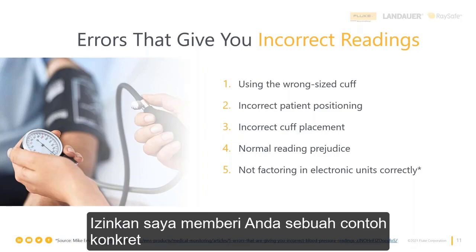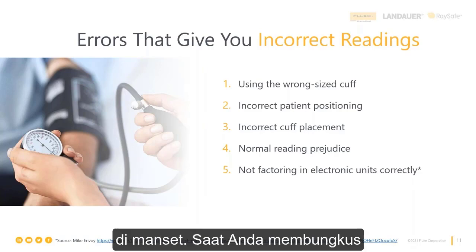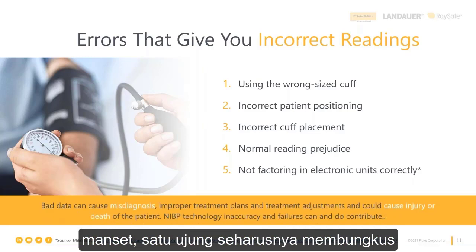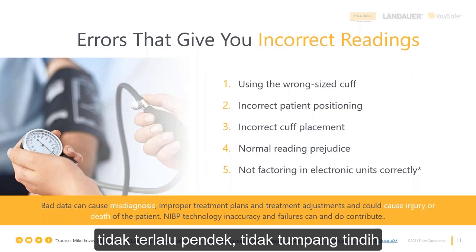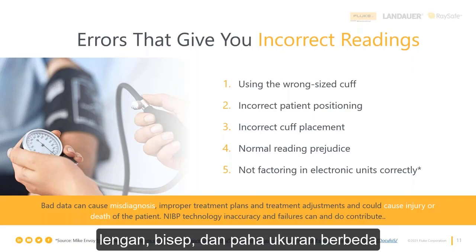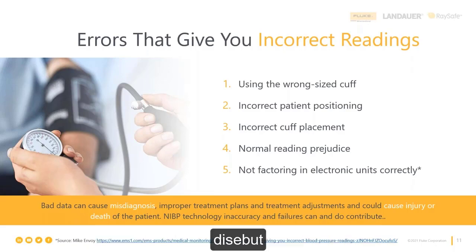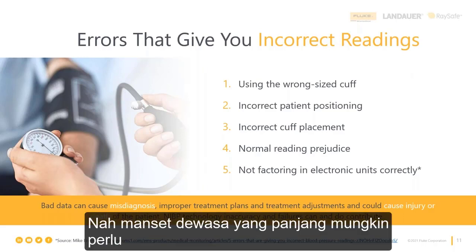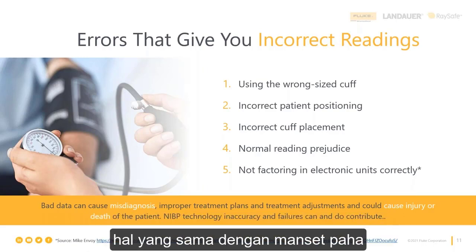Let me give you a concrete example. Normally, there's an index indicator in the cuff. As you wrap the cuff, one end is supposed to wrap to the other end, not fall short, not overlap. So the difficulty is we have lots of different size patients with different size biceps, arms, with different size thighs. And so there's this cuff called a long adult cuff. Well, the long adult cuff may need to be used for someone with a really large bicep. Same thing with the thigh cuff.